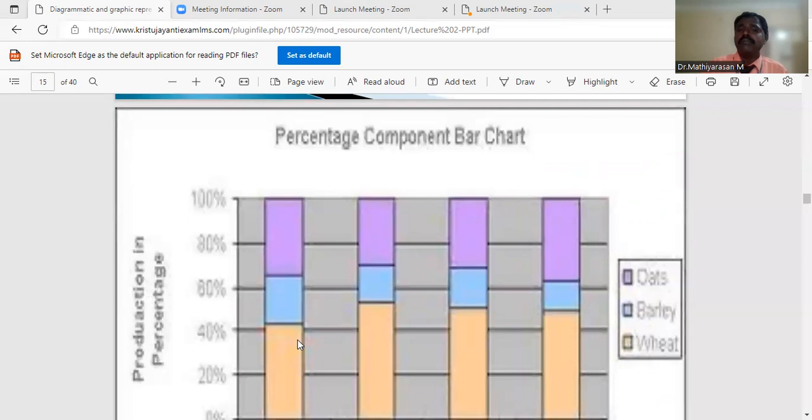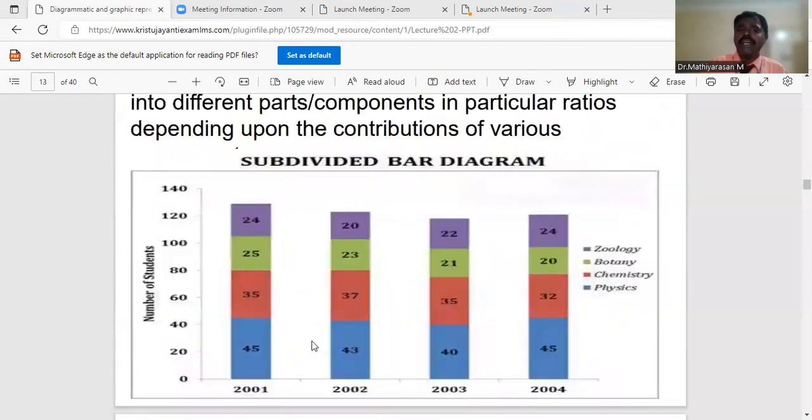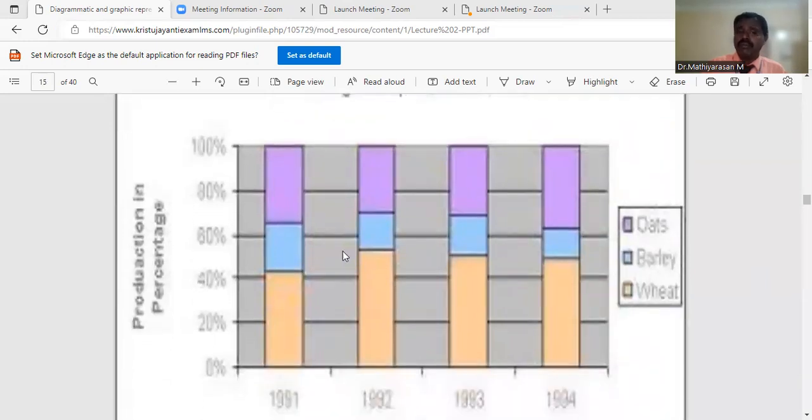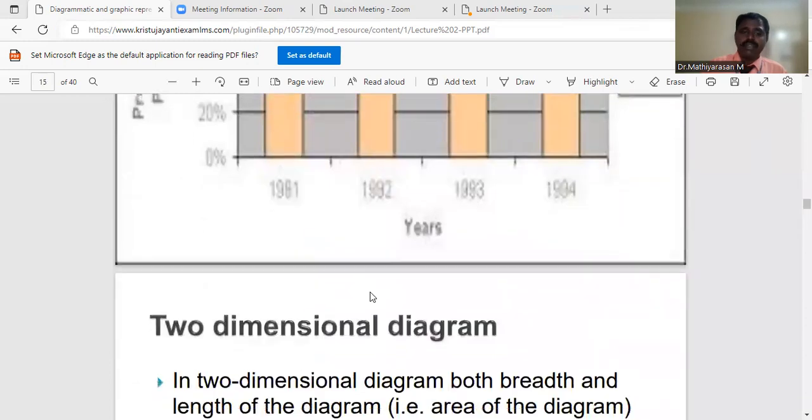So this is the example for the percentage subdivided bar diagram. There is a slight difference between the subdivided bar diagram and the percentage subdivided bar diagram. If you look into the subdivided bar diagram, the bars have different heights. You can see here the first one has a different height, second one, third one, fourth one. The heights differ. But in the percentage subdivided bar diagram, the heights are equal. That is, on the y-axis you take 100% only. That is what is called percentage subdivided bar diagram.